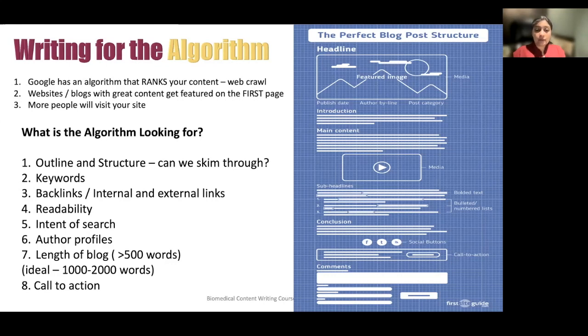The length of the blog ideally should be between 1,000 and 2,000 words, but a minimum of 500 words is recommended for a blog. And the most important is a call to action in the conclusion. Have we concluded the blog properly? Have we told the reader what we want them to do? It may be as simple as going to the next blog or subscribing to a newsletter, or signing up for a course, or even submitting an abstract for a journal. Anything that prompts the reader to take the next step.